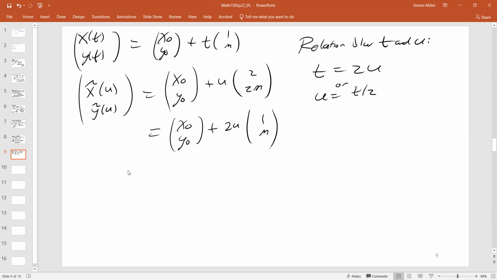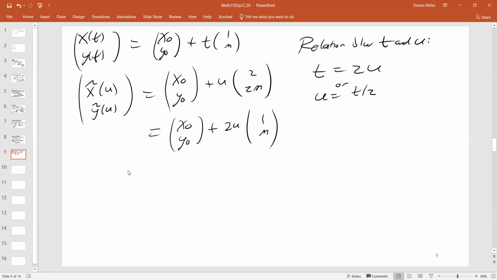So which has the greatest chance? So if t increases by 1, I move by the vector 1, m. If I increase u by 1, I move by the vector 2, m. So which one would have a greater movement for the same change? 1 unit of t change or 1 unit of u change? 1 unit of u change would have a greater. And so we really want to be careful in something like this. We don't want to confuse ourselves. It's very convenient to just adjust things so that the x component is 1.